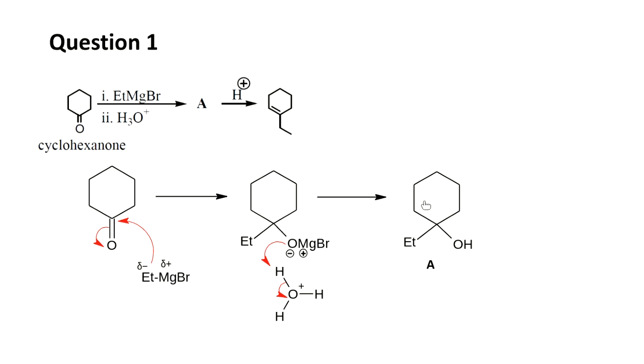How many persons have the correct structure for A? Remember, Et stands for CH3CH2, an ethyl group. Okay, great. Great, Nadisha. Anybody else have the correct structure for A? All right, great. Great, Kelsey.